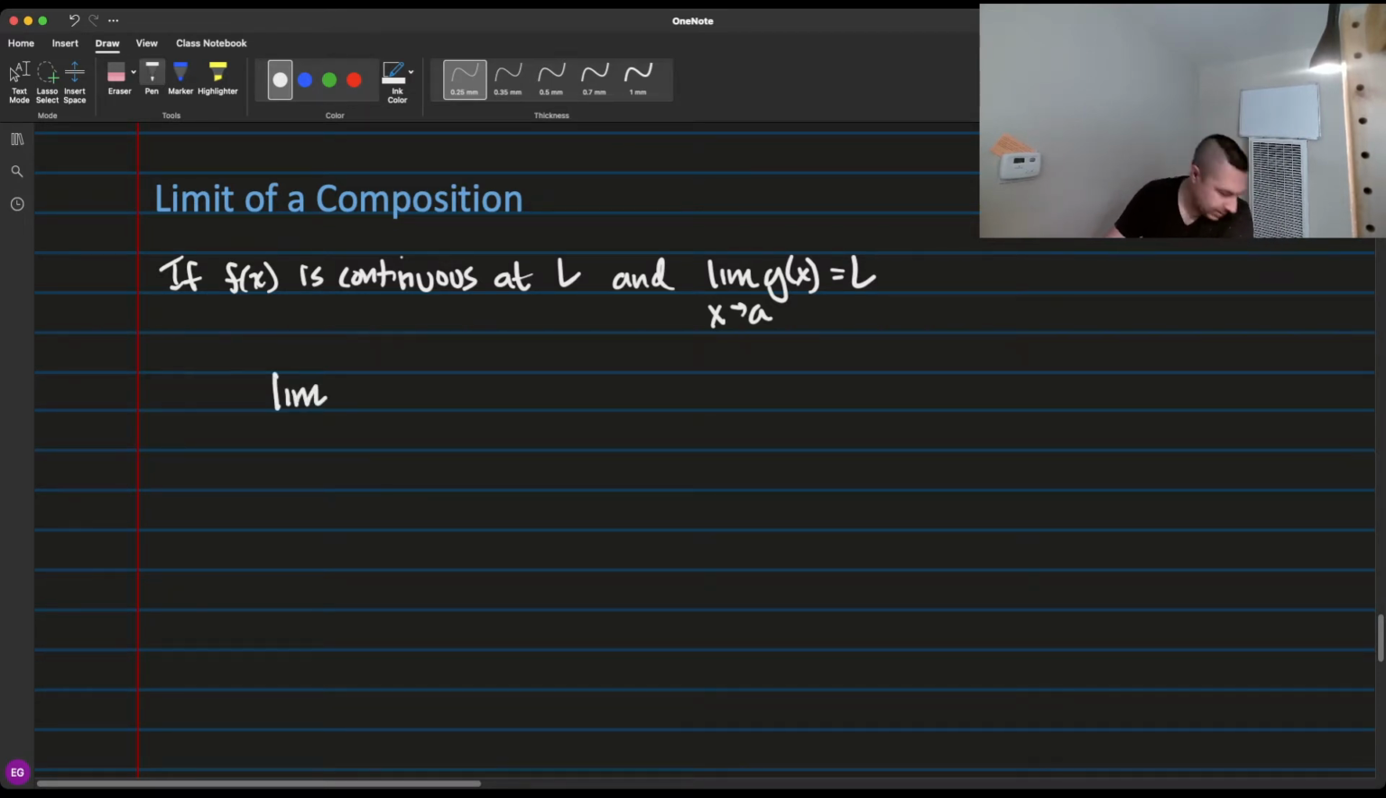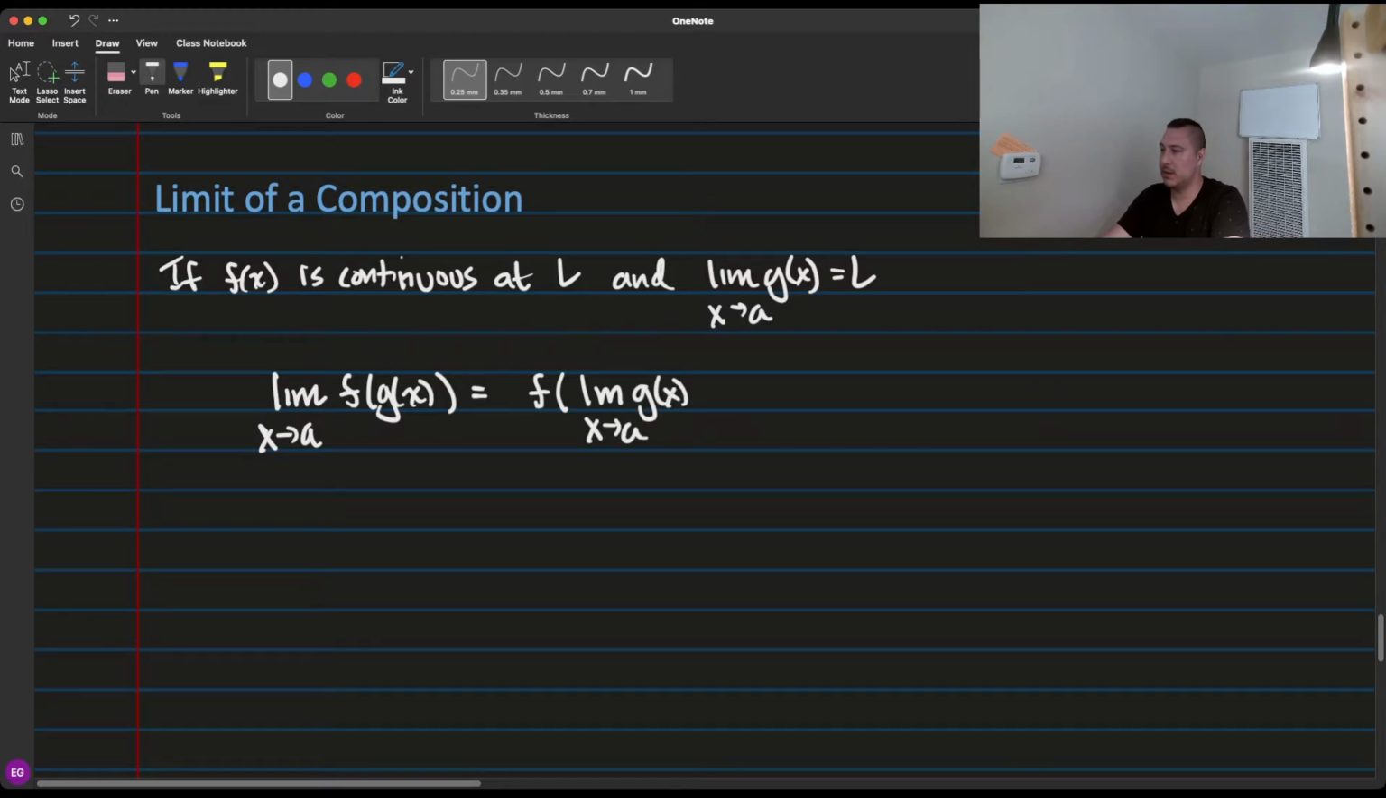Let's say you have the limit as x approaches a of the composition f of g of x. So notice you have the limit of a composition. Because f is continuous, what you can do is take f of the limit as x goes to a of g of x. And the limit of g of x as x goes to a is L. So what you get is f of L.